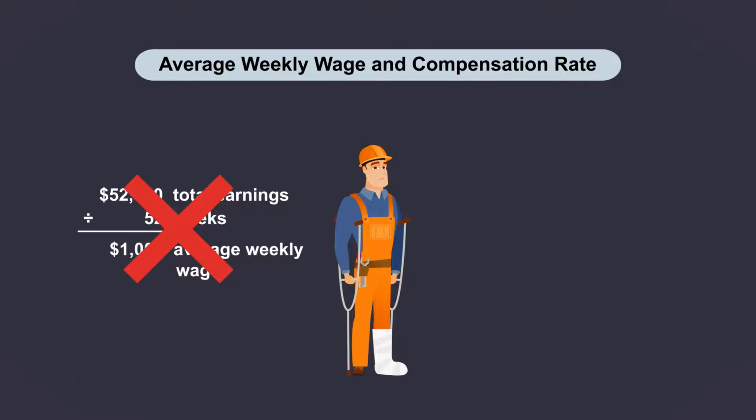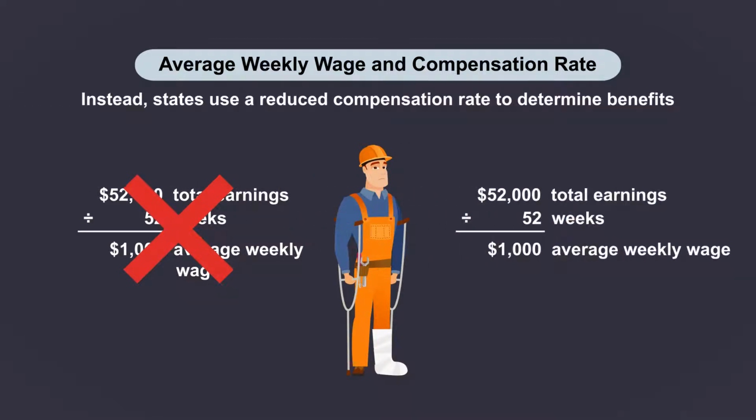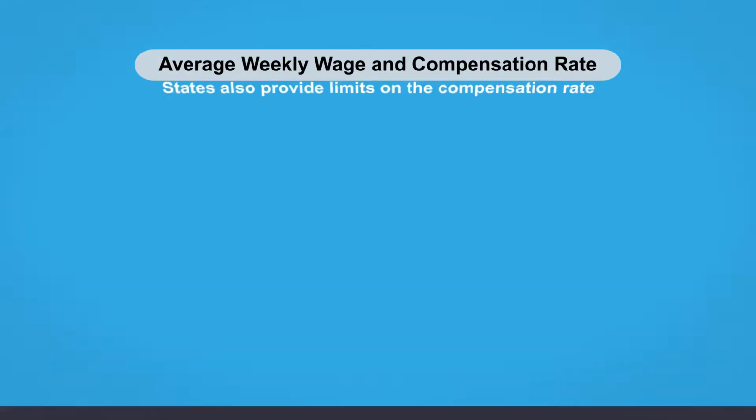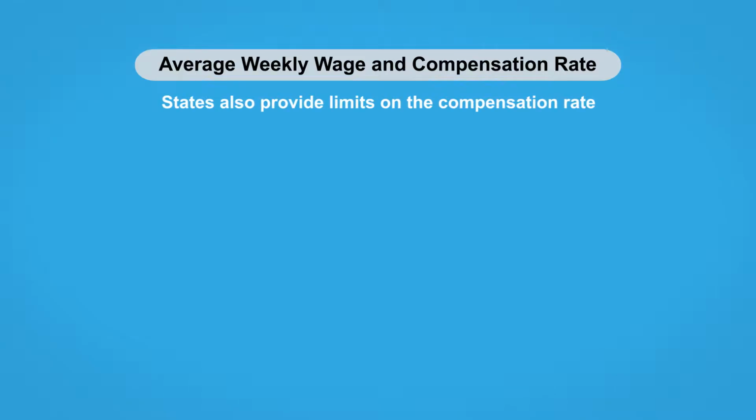However, states do not compensate workers based solely on their average weekly wage. Instead, states use a reduced compensation rate to determine benefits. Often, that compensation rate is 66.66% of a worker's average weekly wage. Therefore, the workers' compensation rate would be $1,000 times 66.66%, or $666.66.